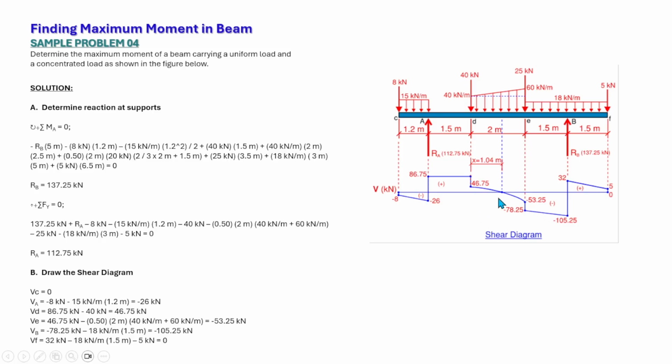But here guys, we need to evaluate the location of zero shear. So at zero shear, we expect that the location is also the location of maximum moment at this point. So stick around guys, and we will evaluate how we come up with this value 1.04.